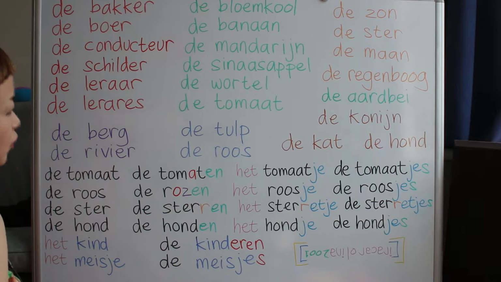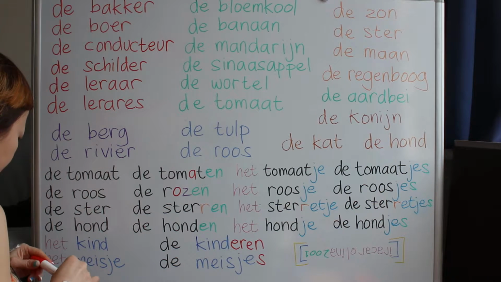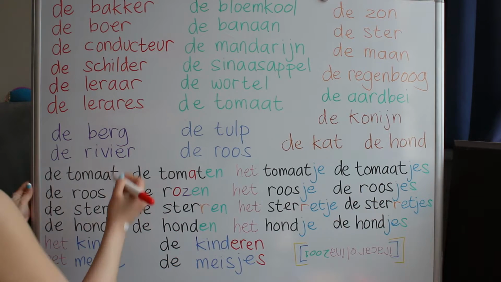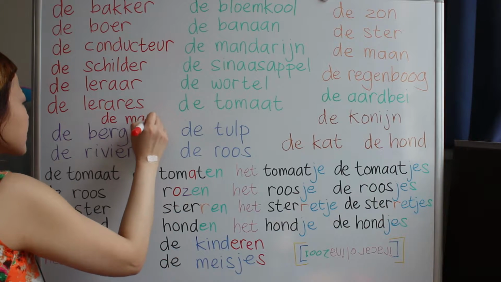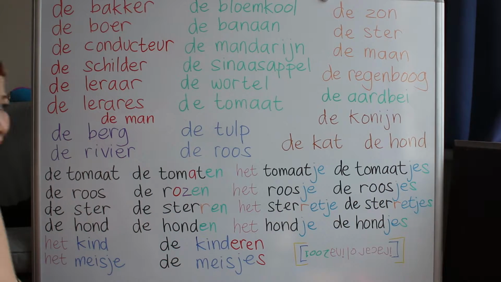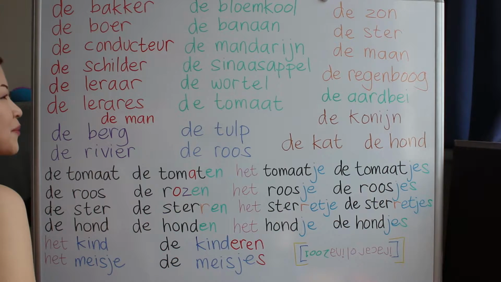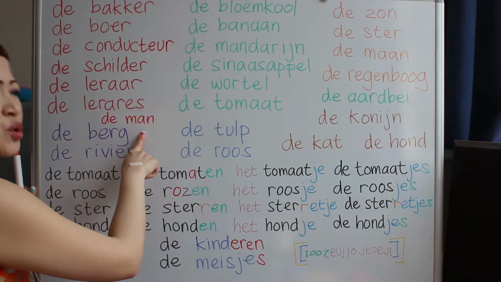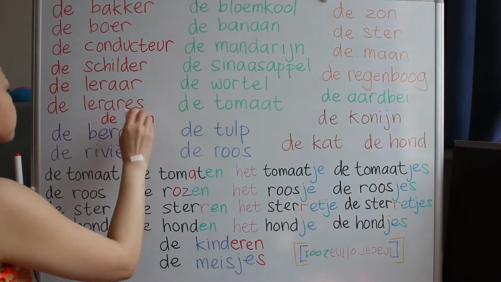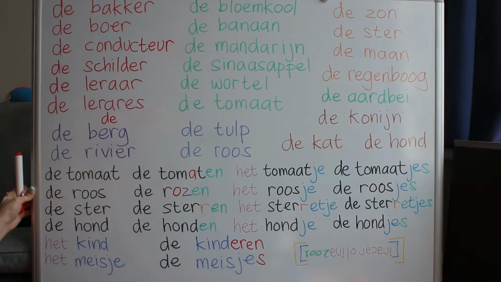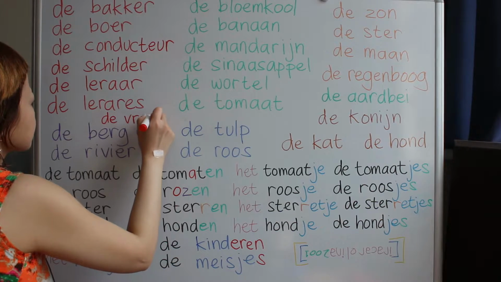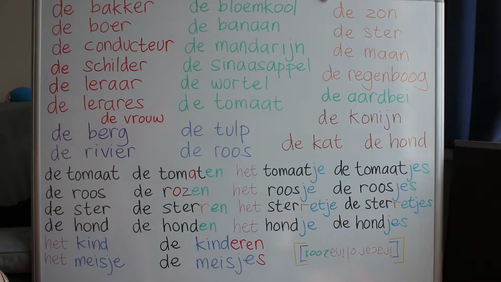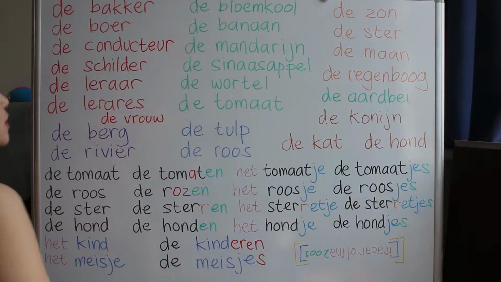"De" is used for humans or a person, and also for jobs or occupations. Now I will just write it here. De man is the man. Can be man, can be person, can be human, can be also husband. Use "de". Can be also male. And this one, de vrouw, female, woman, can be also wife. De vrouw.